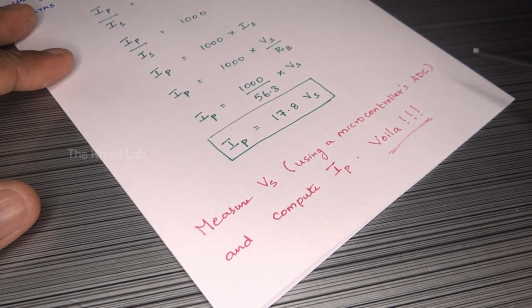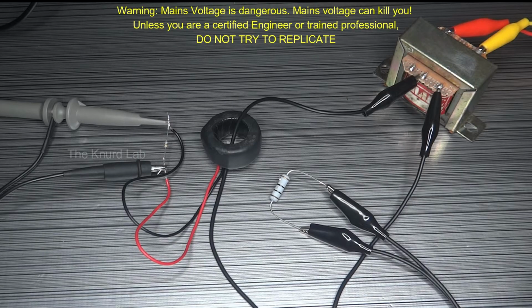All you have to do is to use the ADC of a microcontroller to measure the secondary voltage, and there you have it. However, there's a catch. If you're using the ADC to measure the secondary voltage, you must carefully select the burden resistor, which we'll see how to in a short while from now. But first, let's practically verify a calculation.